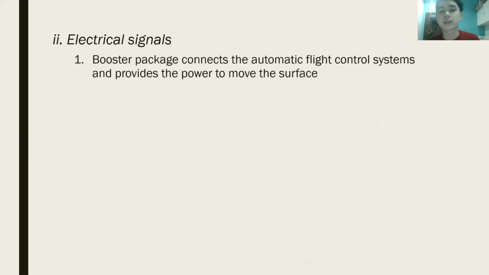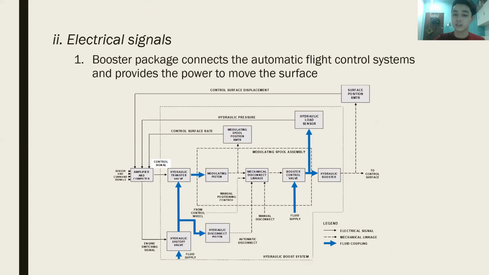The second mode is the electrical signals, as I mentioned before. The booster package connects to the automatic flight control system and provides the power to move the surface. Below is a block diagram of a hydraulic booster.